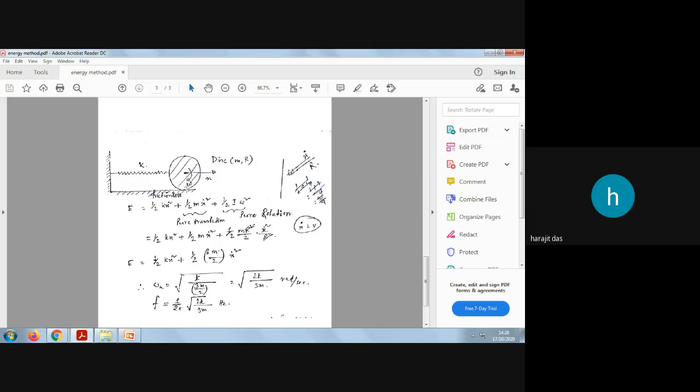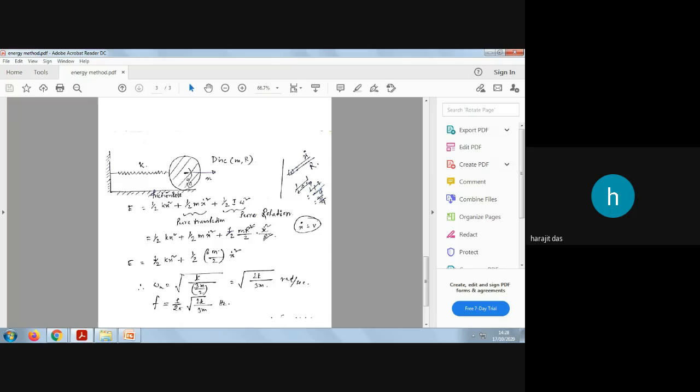There is a rotor, which has some mass m, and the radius of the disk of this rotor is capital R. It is connected to a fixed end by a spring of stiffness k, or spring constant k. It also has a linear movement, given as x, and the disk is also rotating on its axis with an angular velocity of omega.